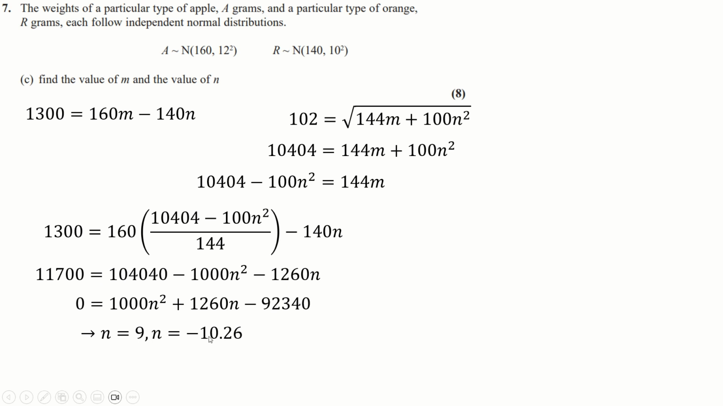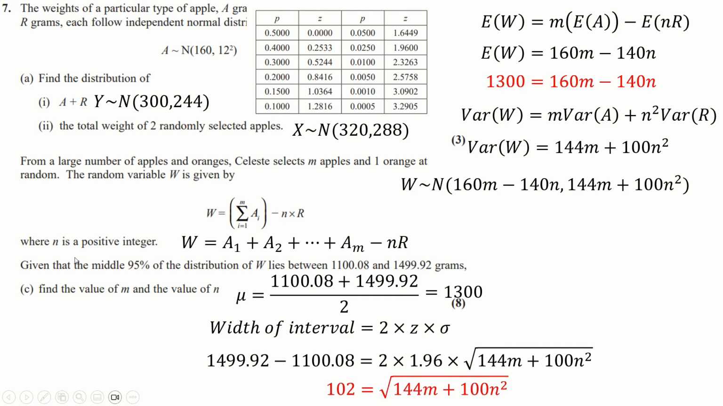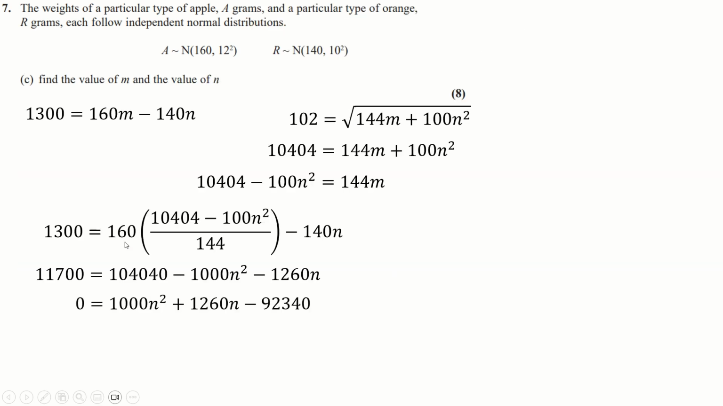This obviously doesn't count because n needs to be a whole number. It told you, I think, up here, n is a positive integer. So it can't be this, so we cross it out. If n is 9, you put it back in here, you find out m, and you get this. And those will be our two answers.